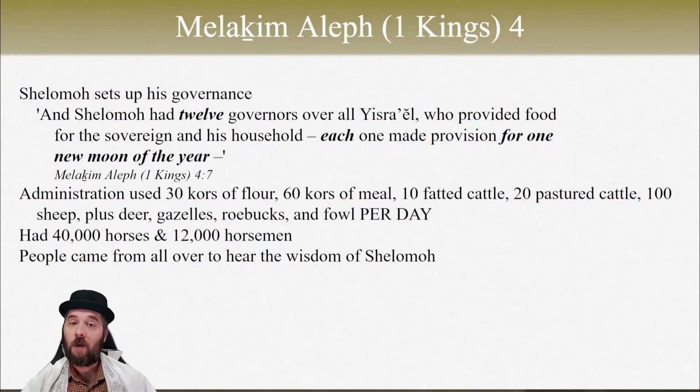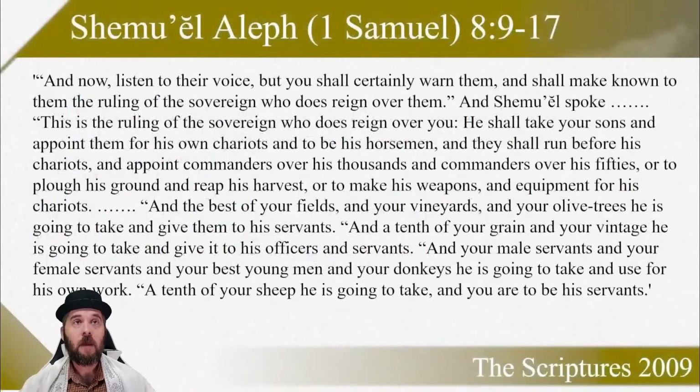Now, one thing we'd like to remind you of real quick is what the prophet Samuel told the people of Israel would happen if they got a king, because back then, the people were begging for a king so they could be like the other nations, right? And Samuel warned them what was going to happen if they got a king. 1 Samuel 8:9 through 17.